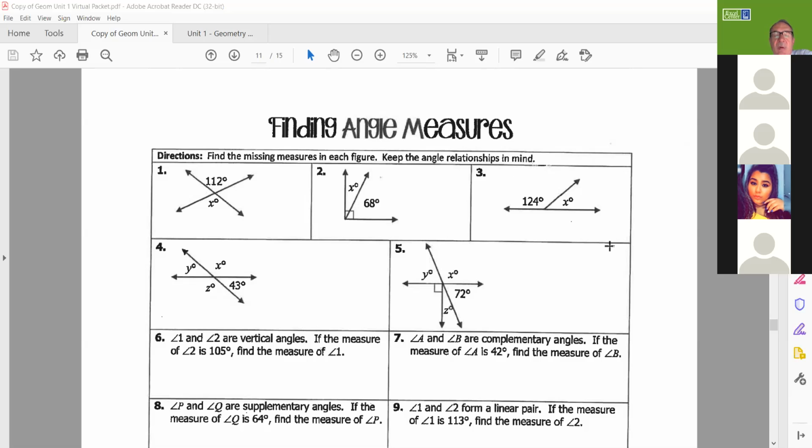Angle X in problem number 3. Not X, the other one. Yeah, it says 124. The obtuse part of that pair of angles is 124. So is this a linear pair? You should be thinking, yes, this is a linear pair. So these have to equal 180. So X has got to be what's remaining after you subtract 124. It's more than that. 36.